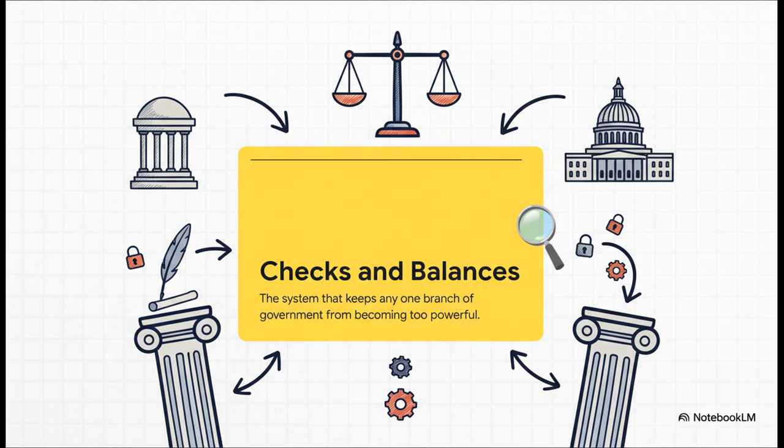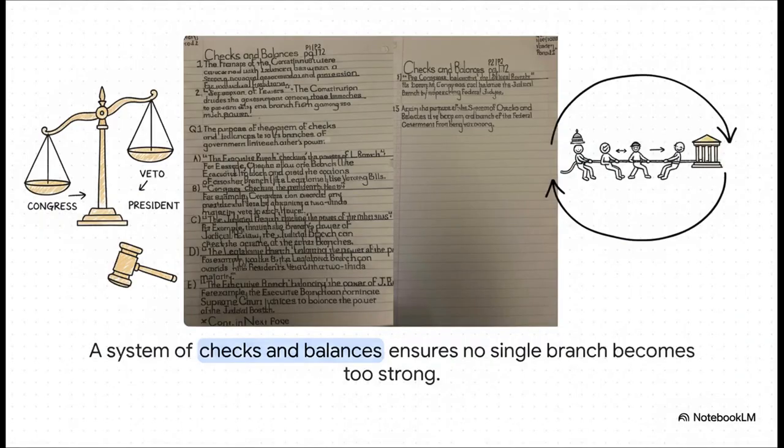But here's the secret sauce. They didn't want any one of those branches to get too big for its britches. So, to prevent that, they created this amazing system called checks and balances. Each branch was given specific powers to limit or check the power of the other two. And this page of notes shows exactly how it works.